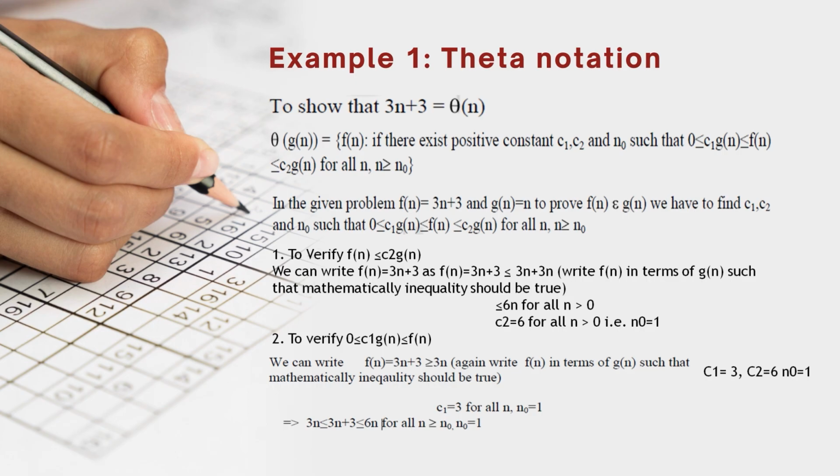So finally we can see this inequality will hold when C1 equal to 3, C2 equal to 6 and n naught equal to 1. So after the value n naught equal to 1, this notation holds, that is 3n equal to theta of n. Similarly, you can prove n square plus 1 is equal to theta of n square. Many problems like quadratic ones, you can solve through this approach.